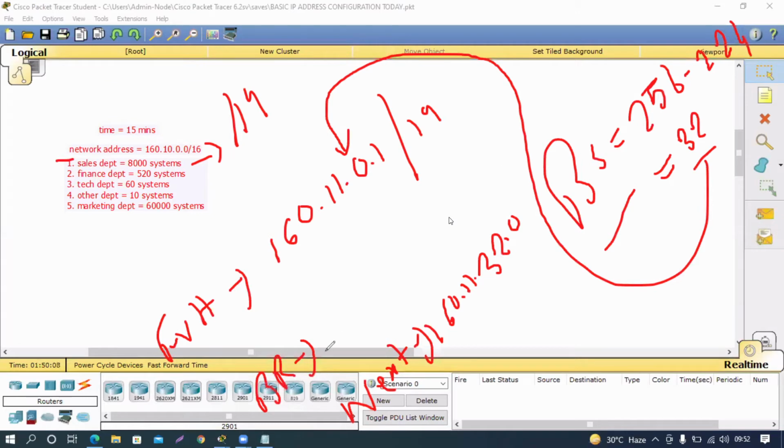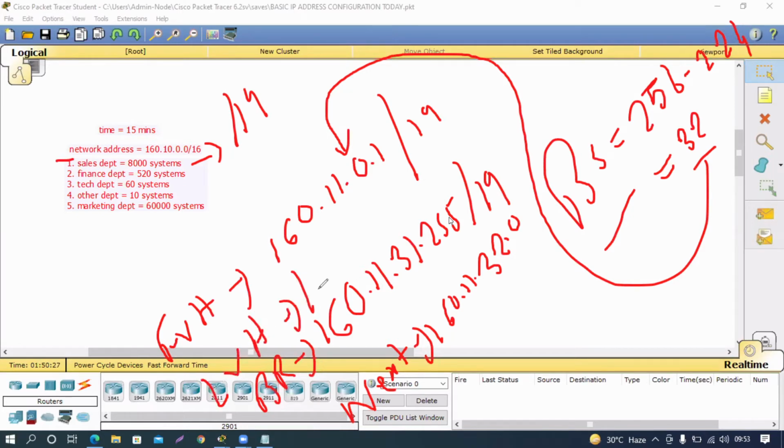So the broadcast address will be 160.11.31.255/19. And your last valid host will be 160.11.31.254. Okay, so this is your next subnet address.